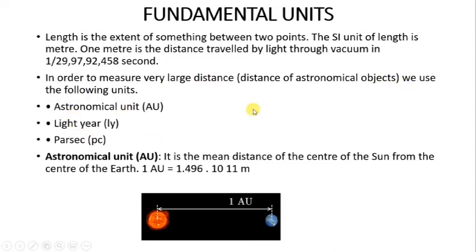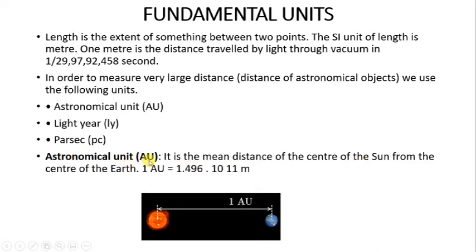So there are 3 units that are used to measure very large distances. First one is astronomical unit, capital A, capital U, light year, small l, small y, parsec, small p, small c. Now what is astronomical unit? It is the mean distance of the sun.